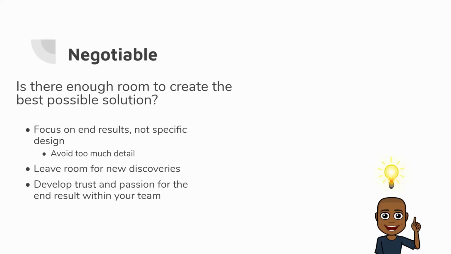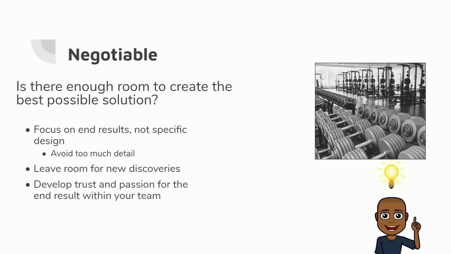You don't want too much detail, like, oh, it has to be a drop down list, or it has to be right here in this corner, or it has to be this particular this or that. You want to leave room for new discoveries. And it also helps develop trust and passion from your team when you say, this is what we need to get done, but I'm leaving it up to you to figure out how to get done in the best way.